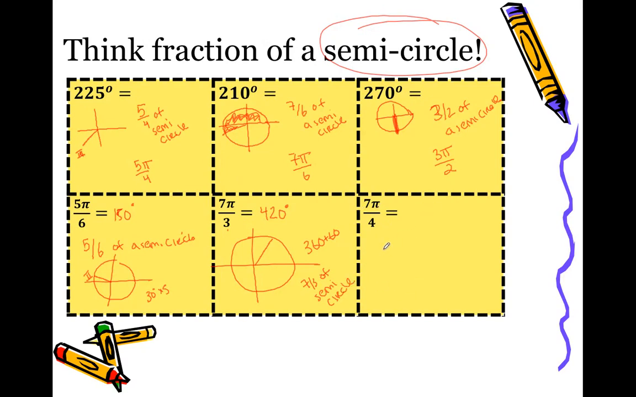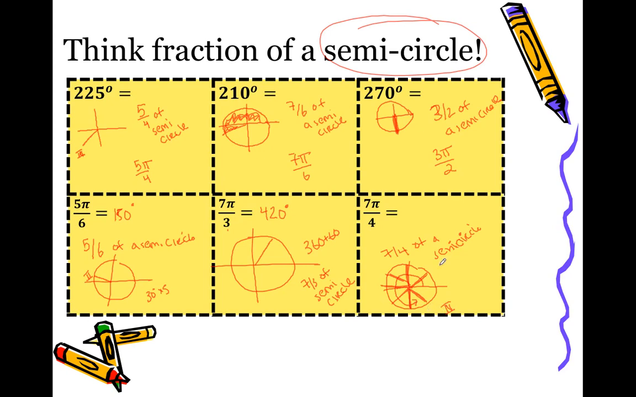What about this one? This is 7/4 of a semicircle. Oh, that is not working so well. Semicircle. So if we go here, we have the circle. This is 1/4 of a semicircle. This is 2/4. This is 3/4. 4/4. 5/4. 6/4. 7/4. Right? So that's in quadrant 4.